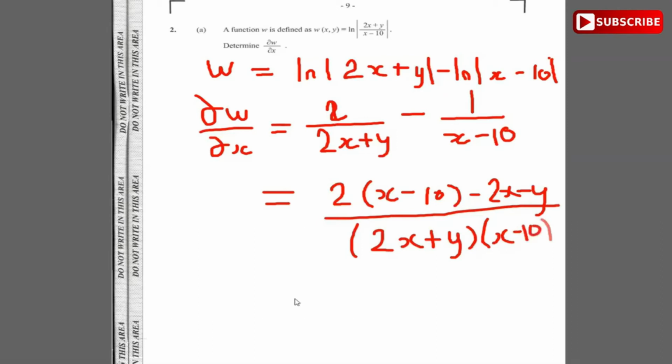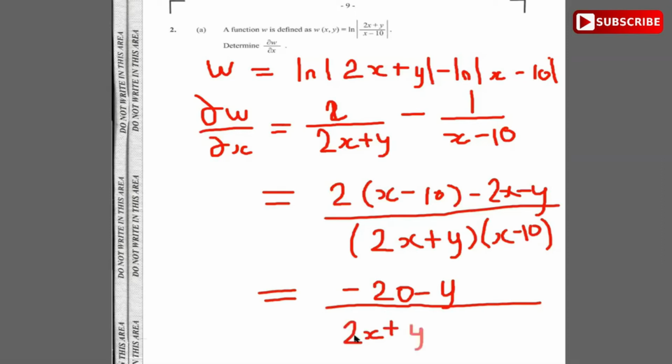And then in reality, that works out to be minus 20 minus y over (2x plus y) times (x minus 10). Nice and easy. That's what we would get. All right, that would be ∂w/∂x.